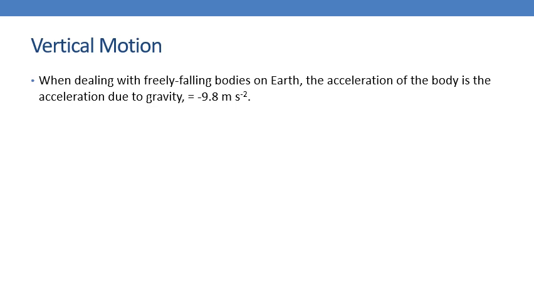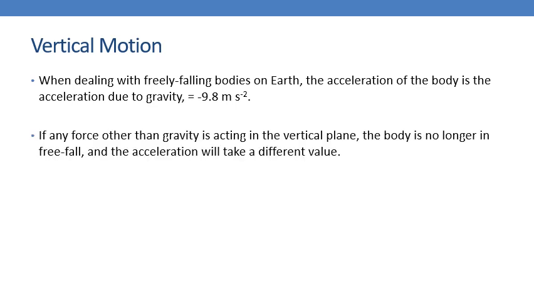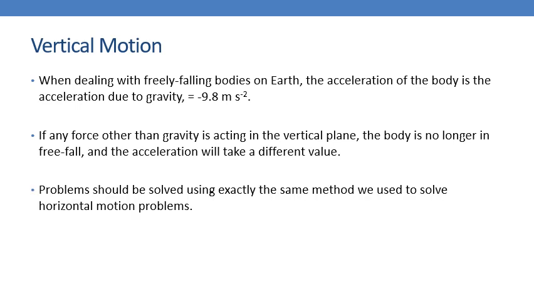Okay, let's have a look at vertical motion. If we're looking at things falling down, then often we set downwards as being negative and upwards as being positive. If it's free fall on Earth, the acceleration will be the acceleration due to gravity, 9.8 meters per second squared. But it could have a different value if it's not in free fall or if it's in a different place.